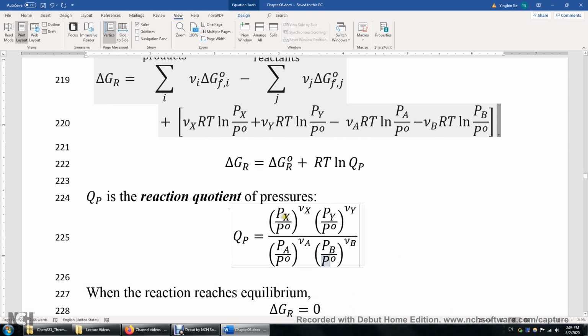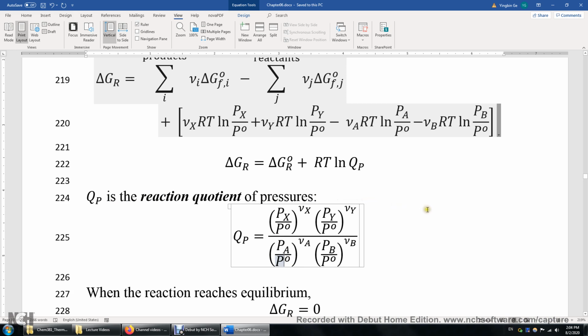And also, every single Px, Py, Pa, Pb should be divided by P naught. Therefore, every single term is unitless. Q sub P is unitless. Because of this P naught being used as a reference, Q sub P is called the reaction quotient of pressures.